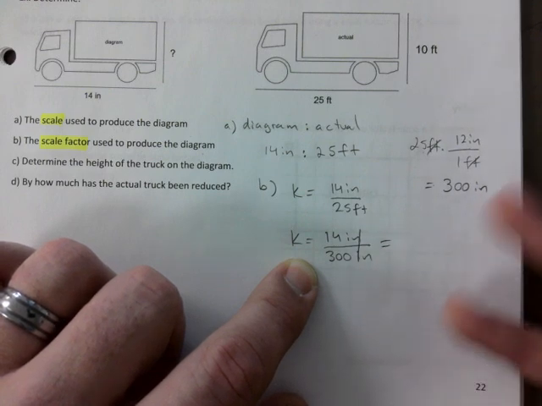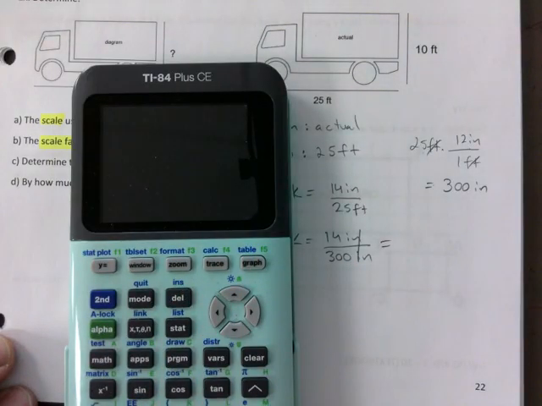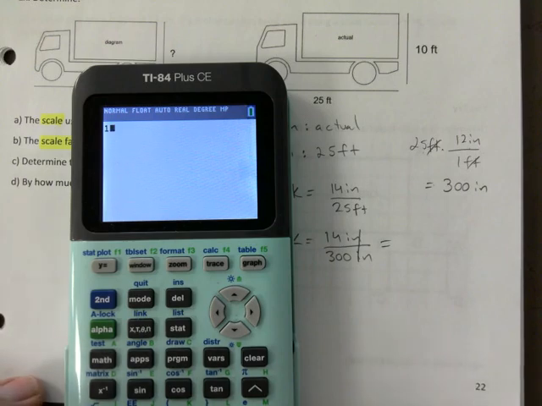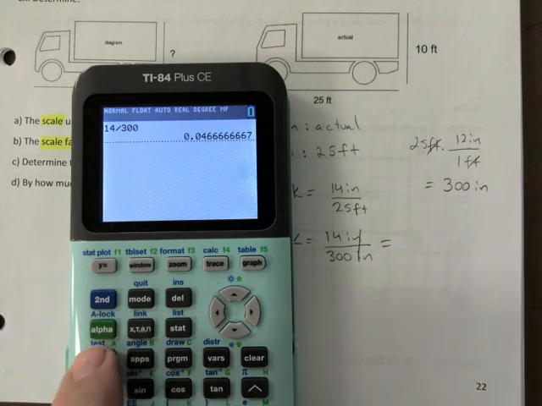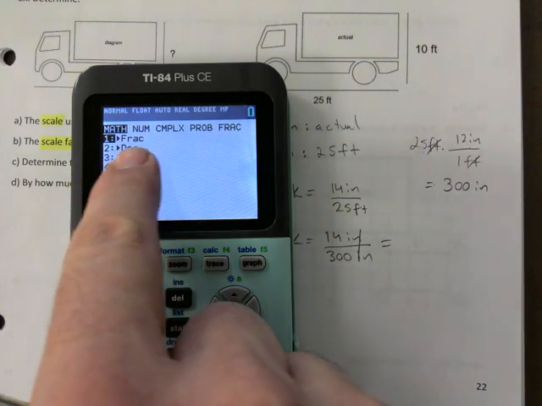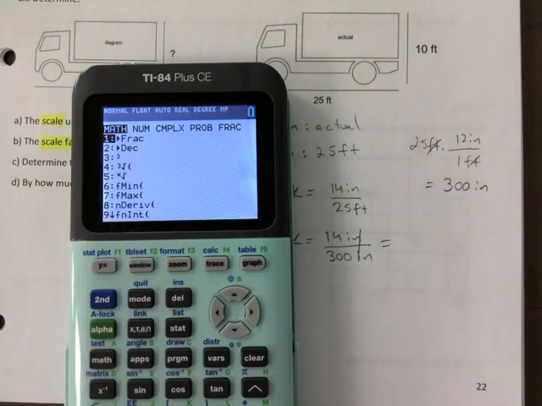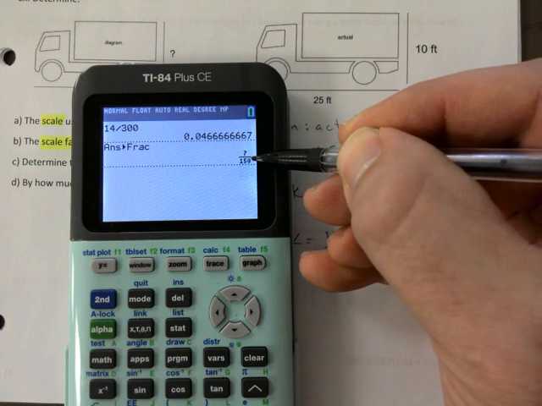You know they're both even, so you can slice them in half. But grab your calculators real quick. I'll show you the trick. 14 divided by 300, equals. The trick is once you've figured out the answer, you press the math button, and then you just keep it on fraction right there. You just hit enter, and then enter one more time. It will have reduced it for you already.